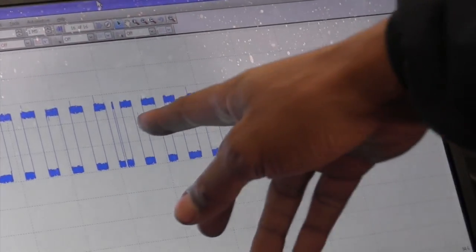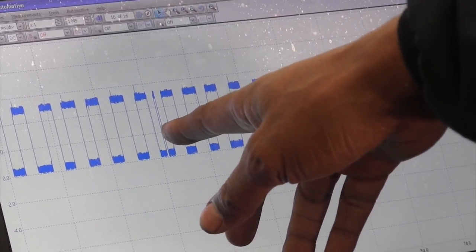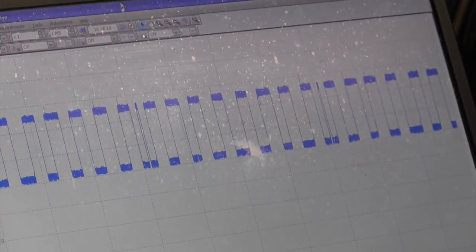Look at those two breakups. It's supposed to stay uniform, like I said earlier. It's breaking up. I'm gonna run it for a little while. It's gonna get worse.